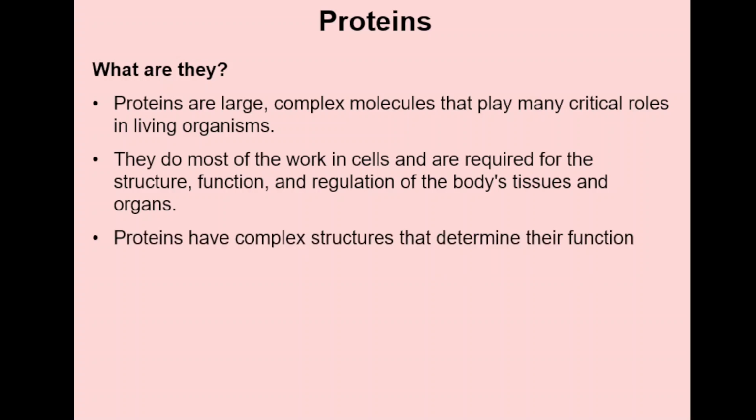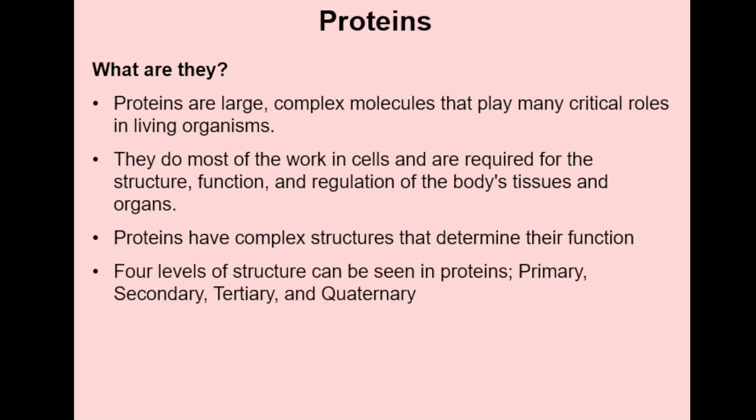So proteins, also important to remember that proteins have complex structures that determine their function. So in biology, we often use the saying structure equals function, and this truly is the case with proteins. They have a very complex three-dimensional structure, and it's that structure that enables them to carry out their particular job. When we start to examine the complexity in the structure of proteins, we can see that there are four levels of structure within that. And they are primary, secondary, tertiary, and quaternary. Some proteins will just have three. They will just have the primary, secondary, and tertiary. But some of the larger proteins will also have a quaternary level. And we'll talk about those as we go through.